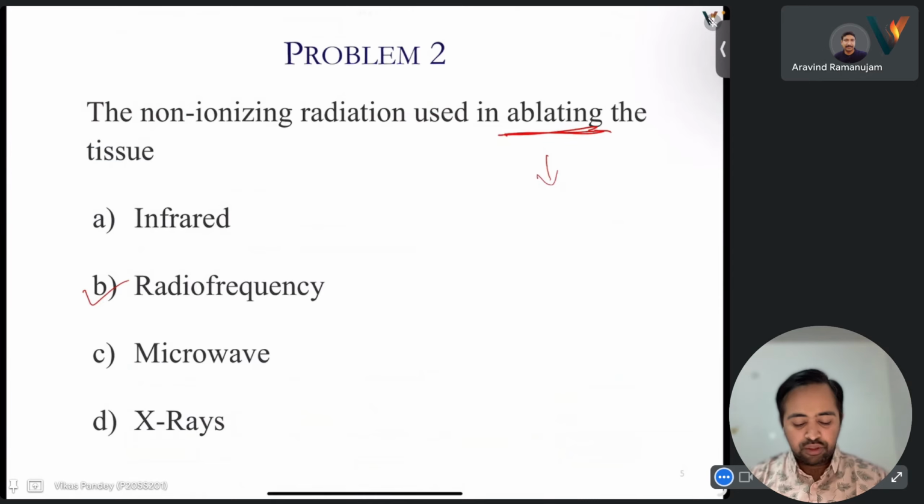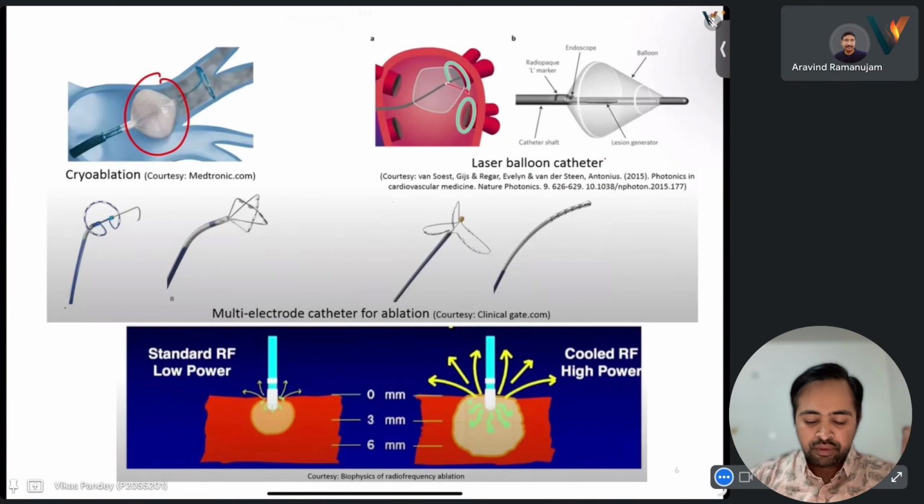So it is radio frequency. Microwave and X-rays we cannot go for because they have very high energy, and infrared has low energy, and the heating effect of infrared will cause other problems, and we will not be able to use it since we are in a liquid medium. So radio frequency is preferred.